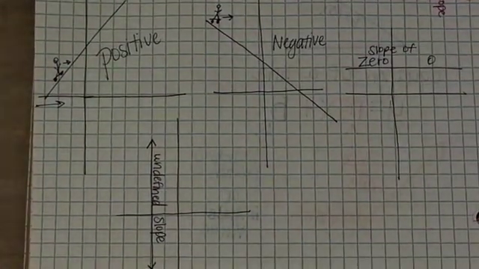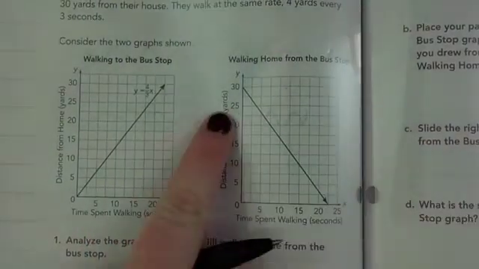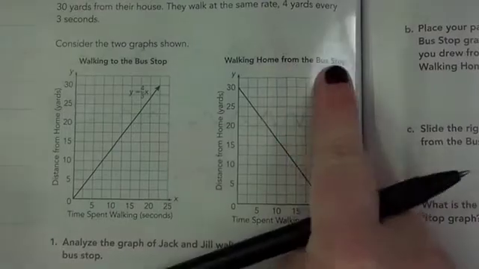Okay, so now let's actually do the problem for today. So if we look at this first one, that's a positive slope. It's going up from left to right. This one is going down. So it's talking about them walking home from the bus stop.